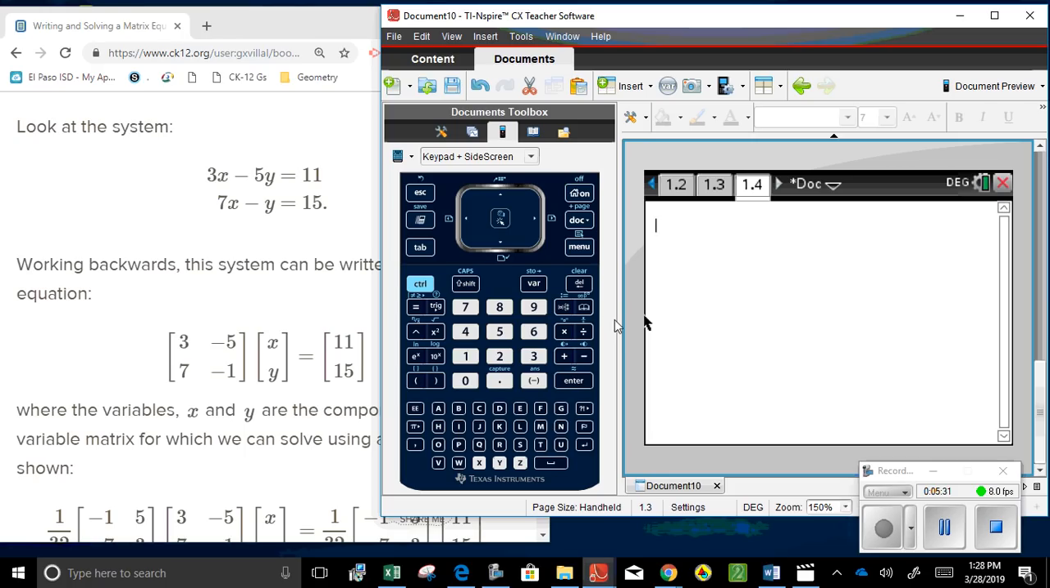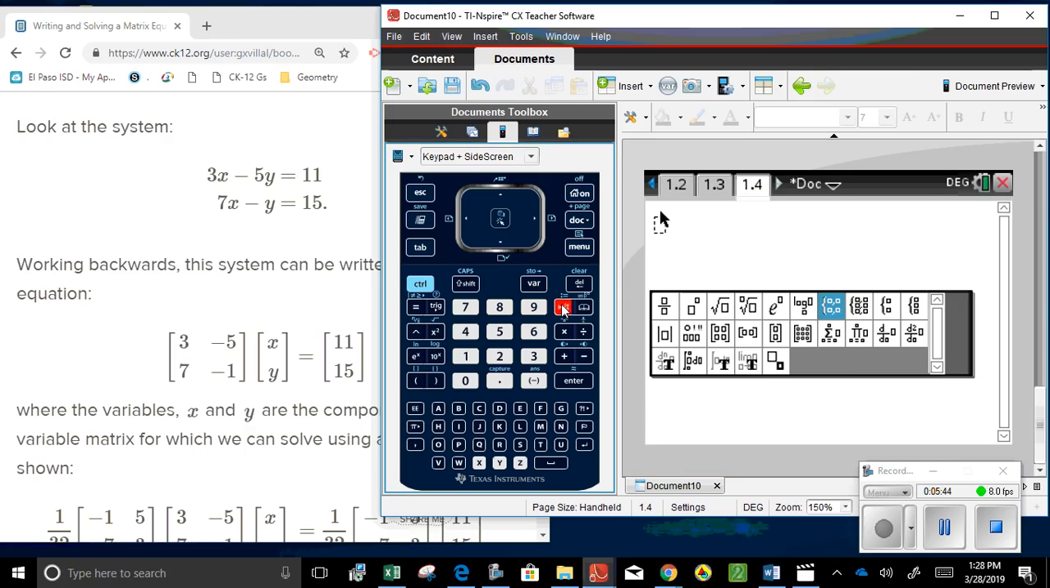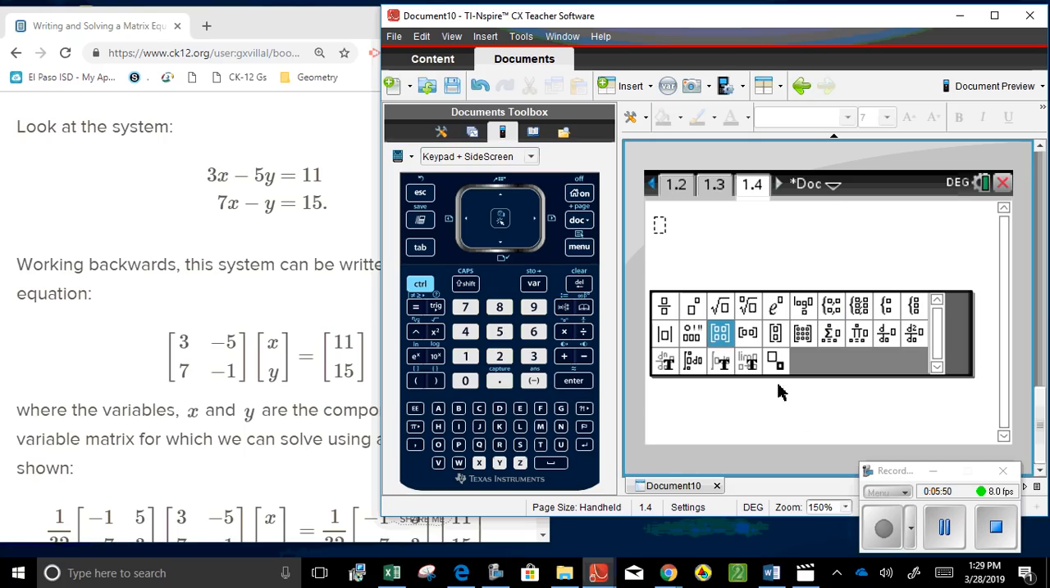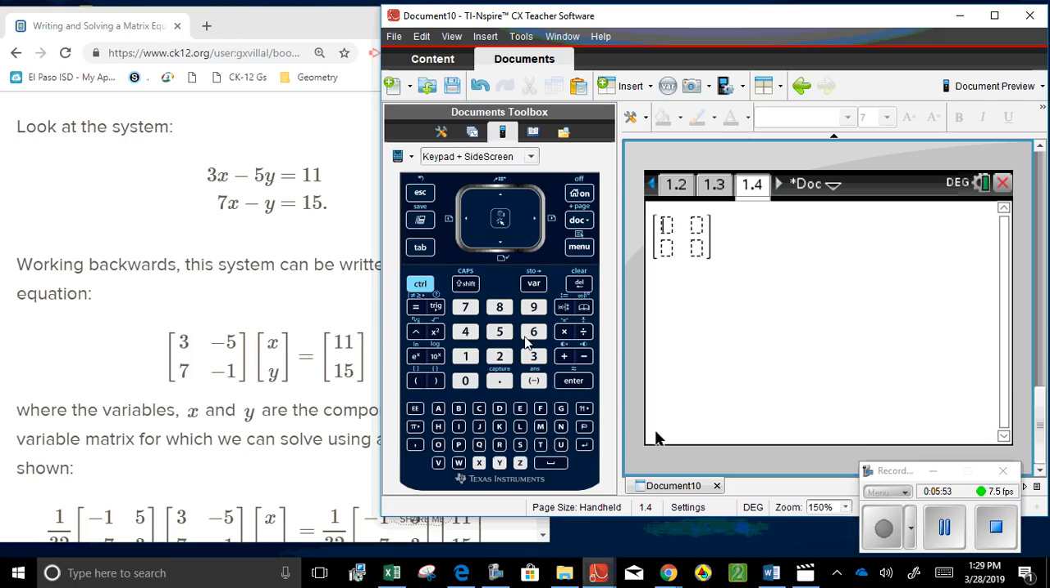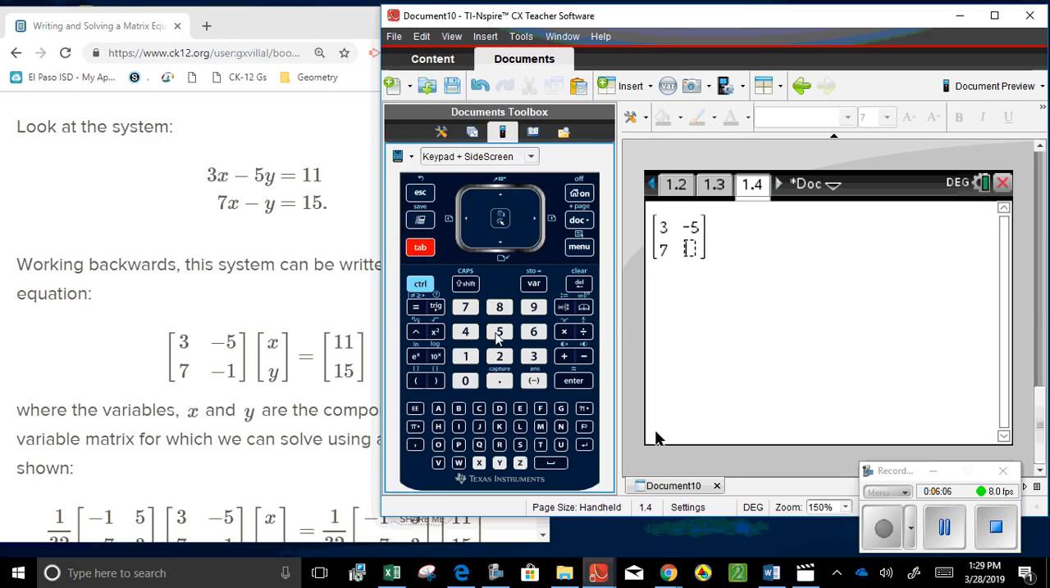How do I do this in matrices? Well, I can get my system. What was my system? It was 3, 5, 11, 7, negative 1, 15. Find the matrix tool right here. It's 2 variables and 2 unknowns. Click on this matrix, press enter, and now we're going to type in the numbers. 3, tab, negative 5, tab, 7, tab, negative 1, tab.